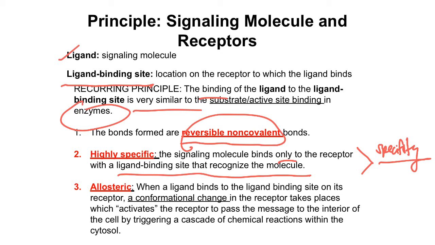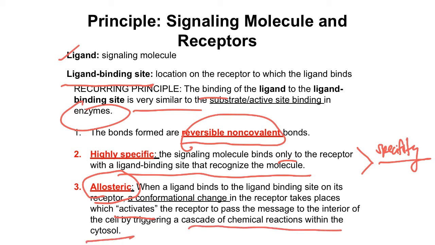The last attribute is the allosteric nature of the binding. So I hope that by this time you're already familiar with what the term allosteric means. In other words, when a ligand binds to the ligand binding site on its receptor, a conformational change in the receptor takes place, which activates the receptor. This is the key word there, to pass the message to the interior of the cell by triggering a cascade of chemical reactions within the cytosol.